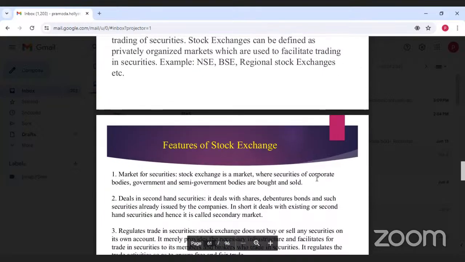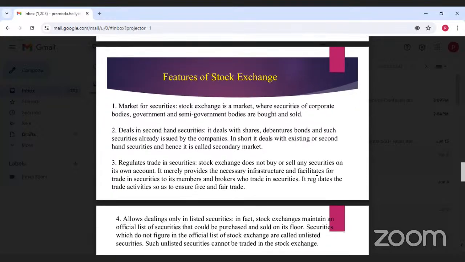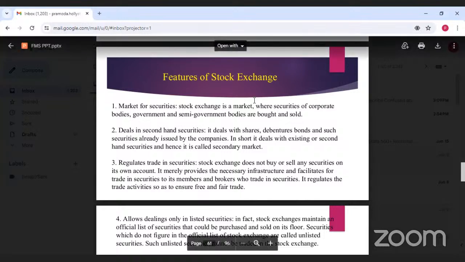Yes, ma'am. Now, the question is, what will this stock exchange actually do? It is a building, an organization, a premises, or a floor where all the companies' securities will be purchased and sold. That is fine. But what is it actually going to work for, and what are the things it is going to do? We can study that from the features of stock exchange.